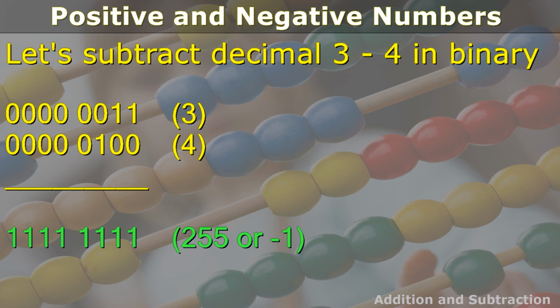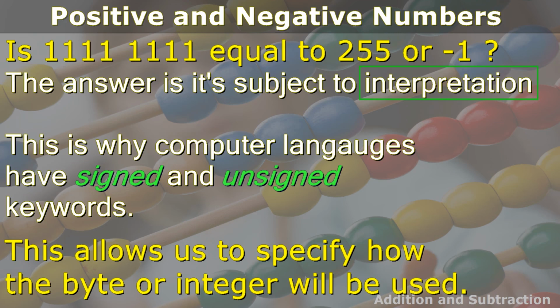What if you subtracted 1 from 0 in decimal? Would you get 9999999? The answer is it's subject to different interpretation. This is why computer languages have signed and unsigned keywords, because this allows us to specify how that byte or integer will be used, how it will be converted to decimal, how it will be displayed, what its value is internally. But this seems rather confusing, doesn't it?